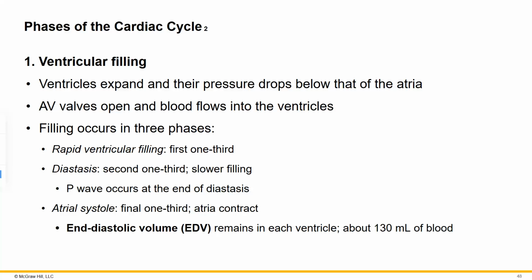Remember, we're typically operating with gravity. If we are in an upright position, blood is going to go from the top part of the heart down to the bottom part of the heart a lot by gravity. The end diastolic volume remains in each ventricle, and it's about 130 mils of blood.